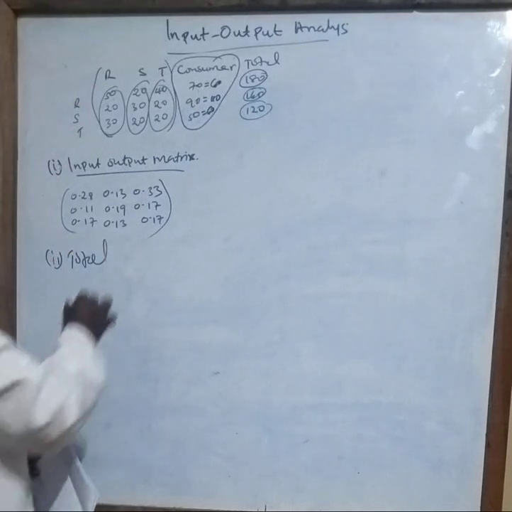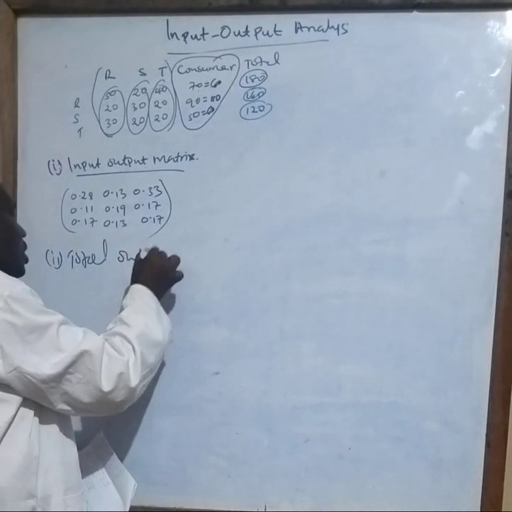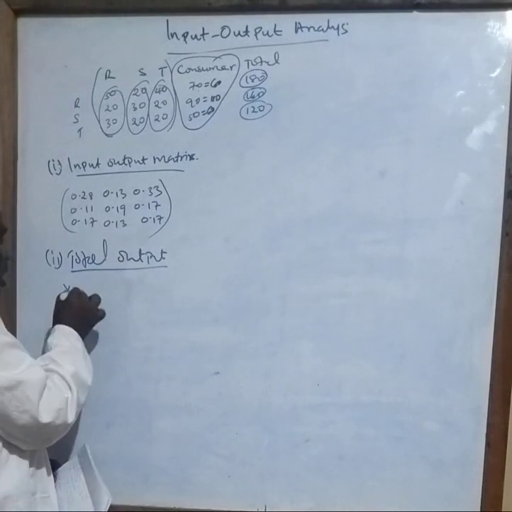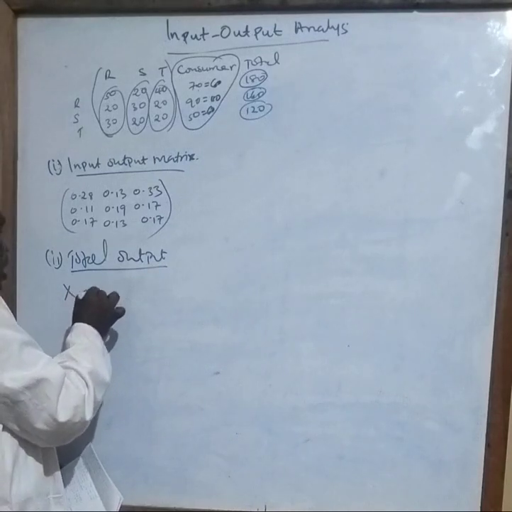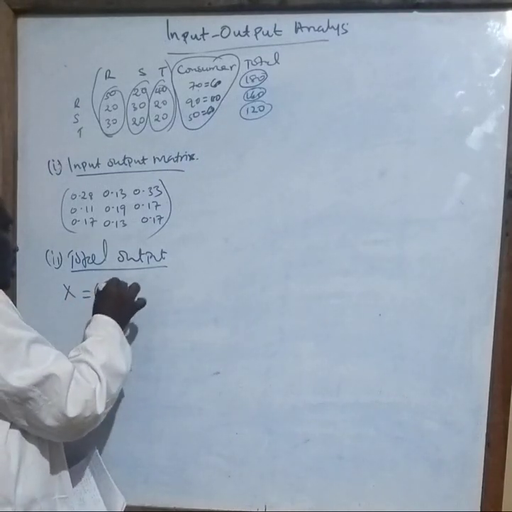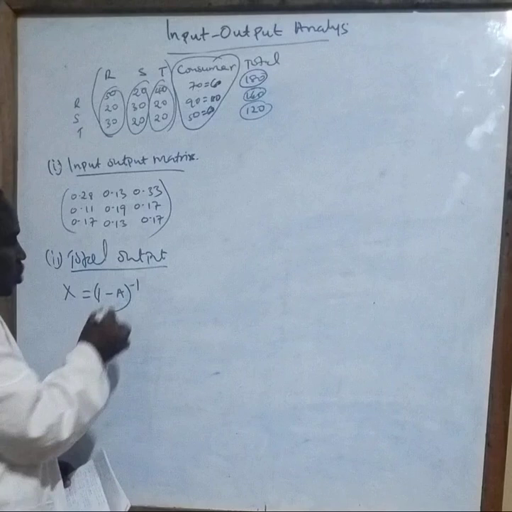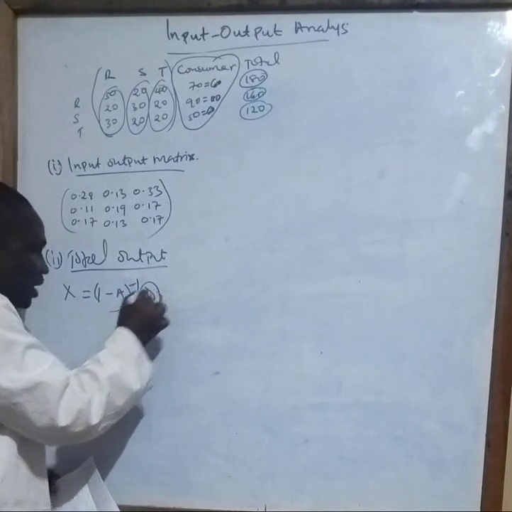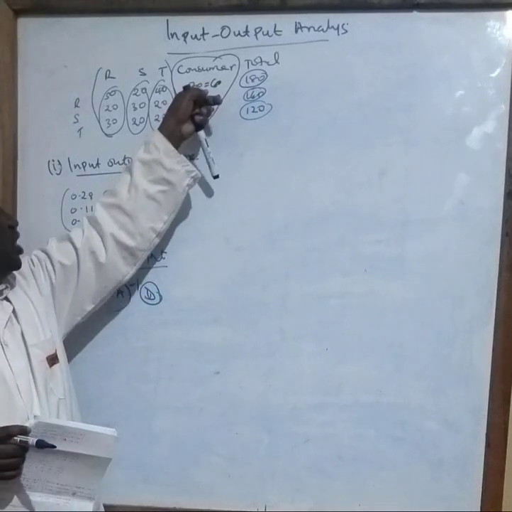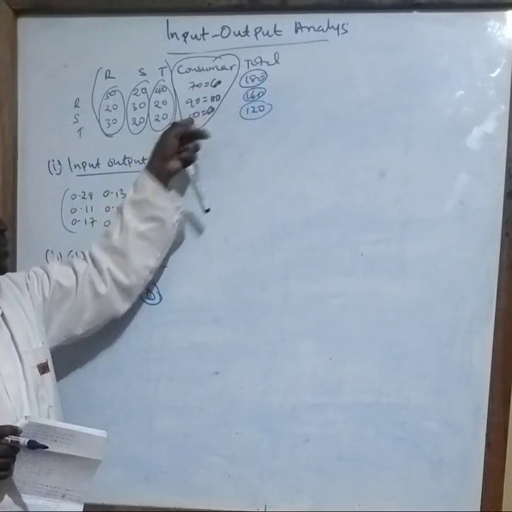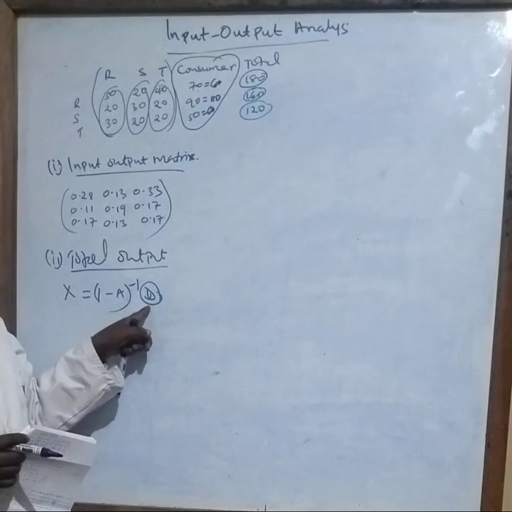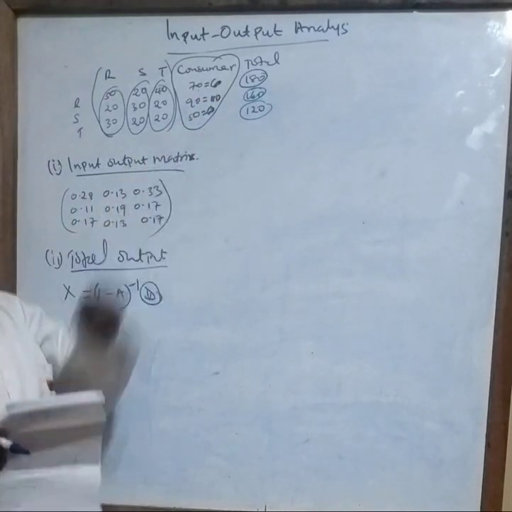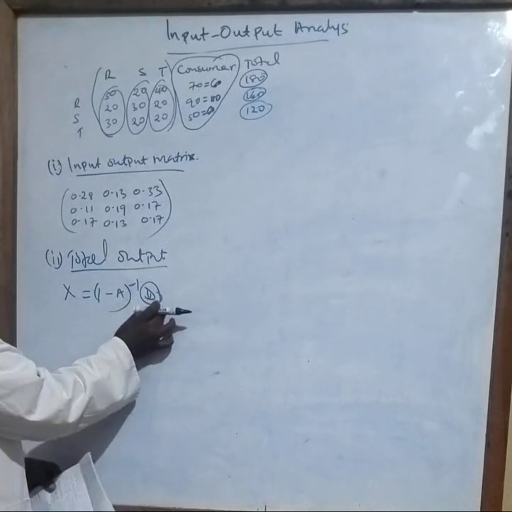Then the last part, say total output, which you write your formula carefully by saying total output X equals (I minus A) inverse, then multiply by demand. So this demand here will not be 70, 90 and 50. The demand has changed to 60, 110 and 160 from the question. So therefore, you will put it here.